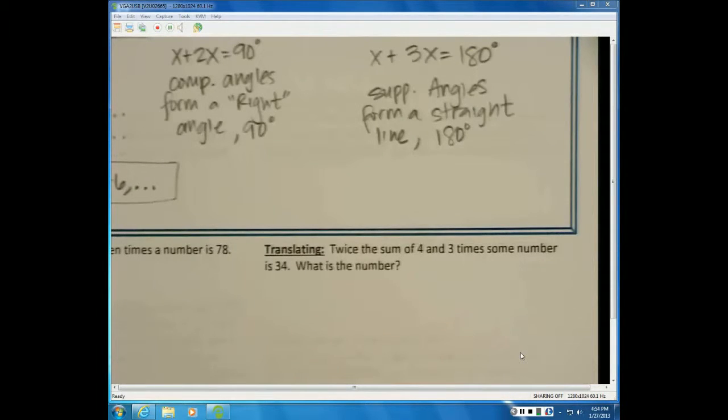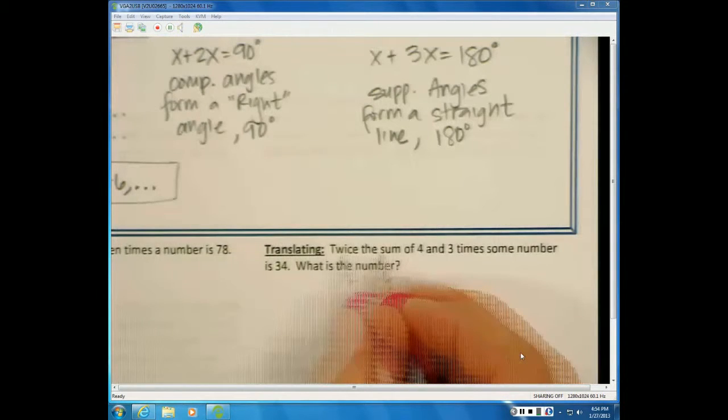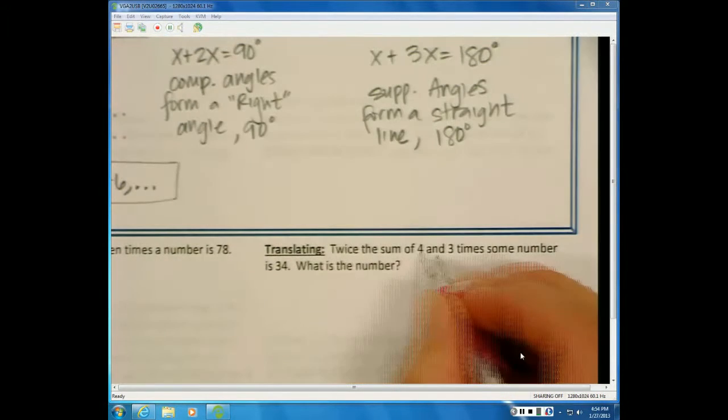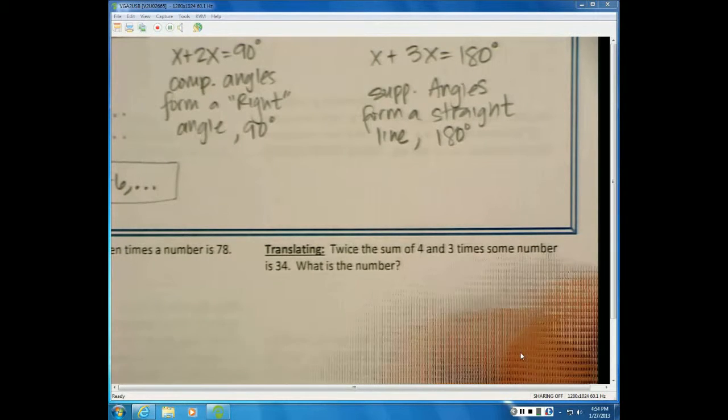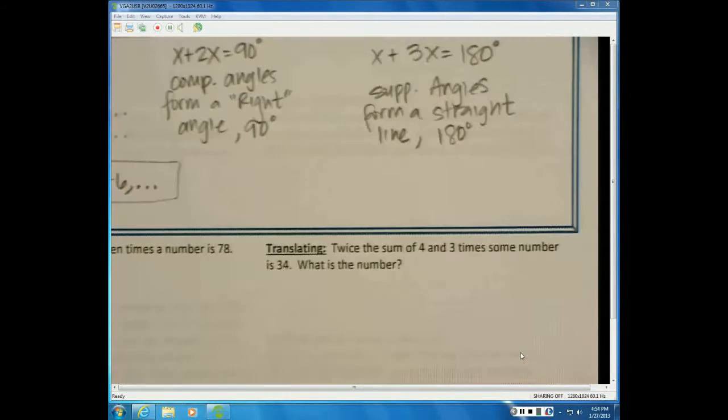And what I'm going to do is I'm not going to focus on the equation solving so much at this point. I really want to practice setting up the equations because that is the trickiest part. Now the first one I'm going to do just deals with translating from words to symbols. Twice the sum of 4 and 3 times some number is 34. What is the number? So let's take a look at this.